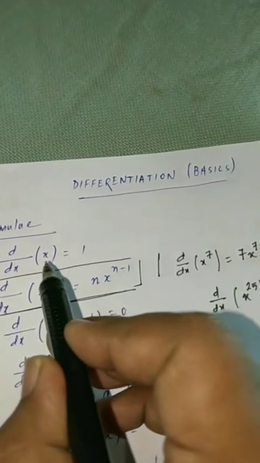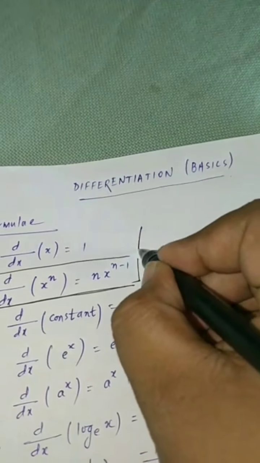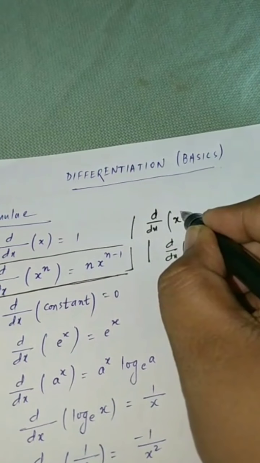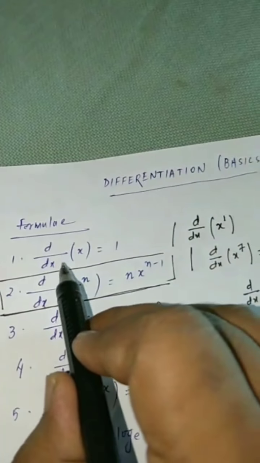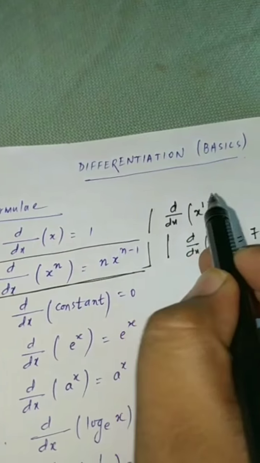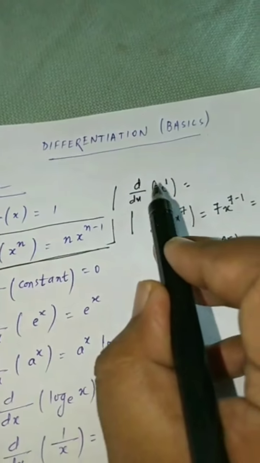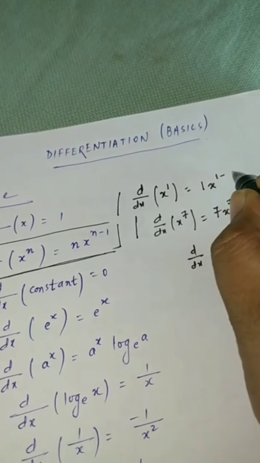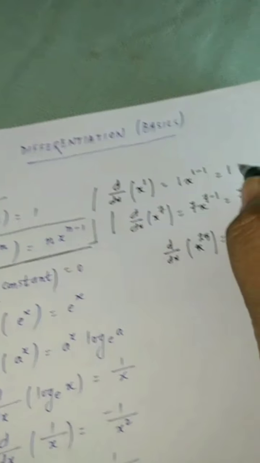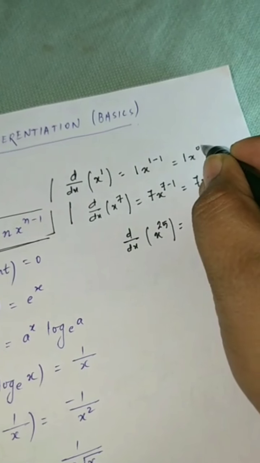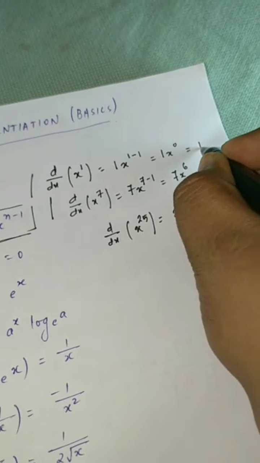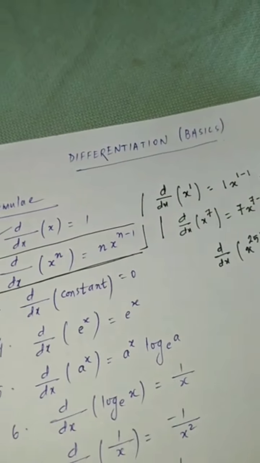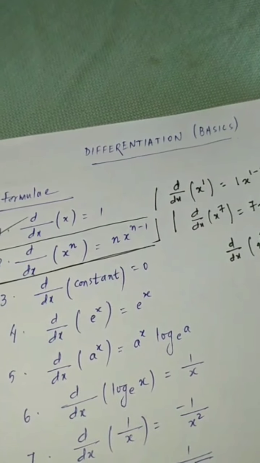So the first formula now, d/dx of x is equal to 1. How can I write this? Instead of writing x, I can write x power 1, right? So d/dx of x or x power 1 is the same thing. As per the second formula, the power is 1, so 1 will come here. Now x power will reduce by 1, so 1 minus 1 will become 1 times x power 0. X power 0 is 1, 1 into 1 is 1, so the answer is 1. And that is why we memorize this formula, d/dx of x is equal to 1.